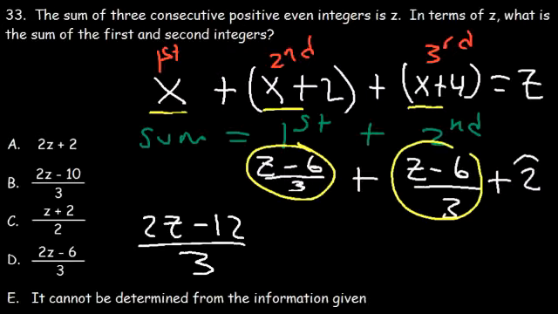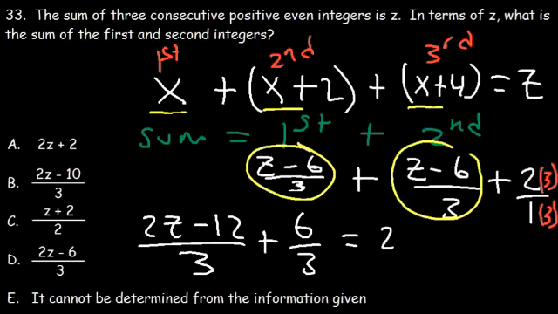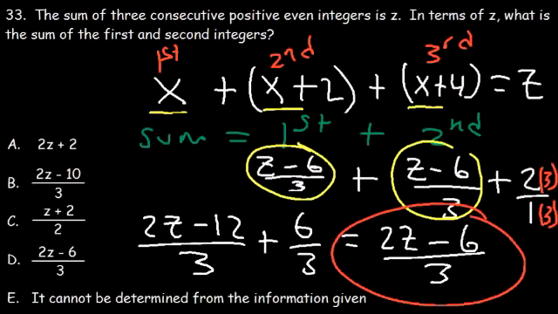Now, we need to do something with the 2. So let's write it as 2 over 1, and let's try to get common denominators. So we're going to multiply the 2 by 3 over 3. So then this is going to be plus 6 divided by 3. Now, we can now add the numerators. So it's going to be 2z, and then negative 12 plus 6 is minus 6 divided by 3. So this is the sum of the first and second integers in terms of z. So therefore, D is the right answer to this problem.